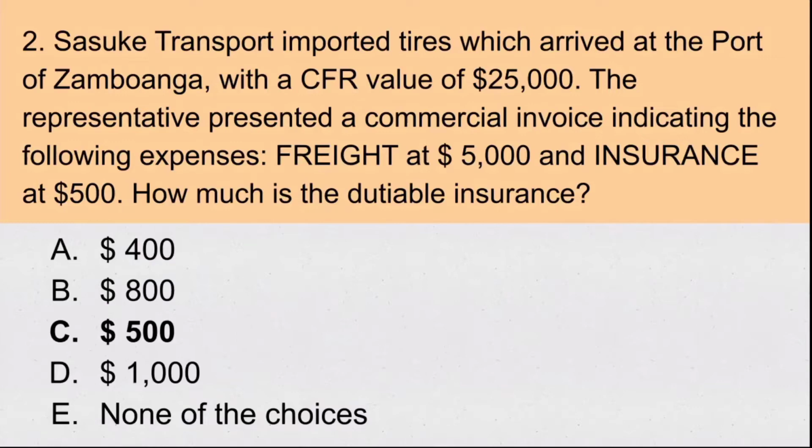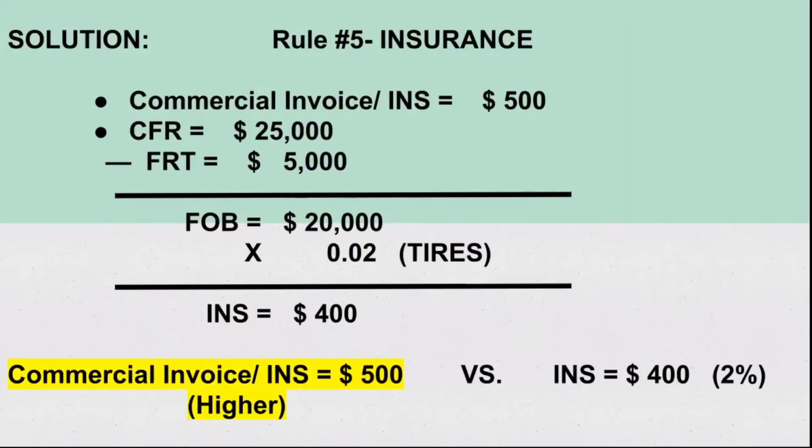So here's the solution. According to rule number 5 in insurance, whichever is higher between the commercial invoice and the insurance of 2% of the FOB. So our commercial invoice insurance is $500, which is already given in the problem. Since it is CFR, we first get the FOB from the CFR. So the CFR is $25,000.